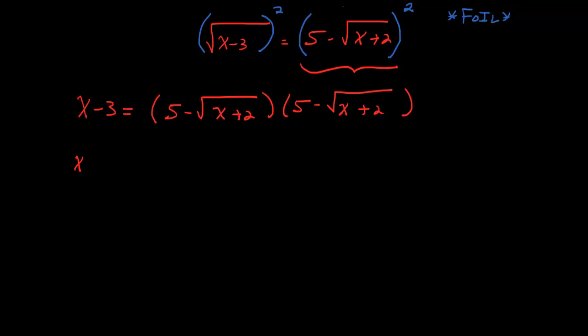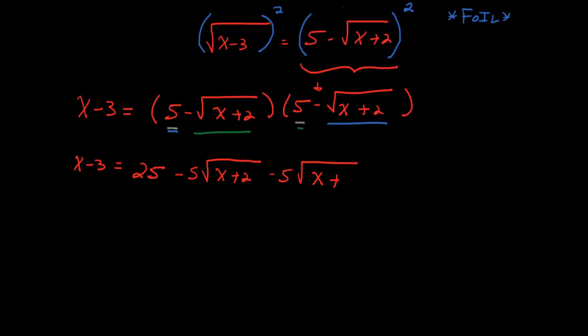On my left side, I'm still going to have x minus 3, and we're going to have 5 times 5, which gives me a value of 25. Next, we're going to have 5 times negative square root of x plus 2, and that's going to give me minus, because it's a negative here, it's a negative here. So we're going to have minus 5 square roots of x plus 2. Next, we're going to have negative square root of x plus 2 times a positive 5. So we're going to have minus another 5 square roots of x plus 2.